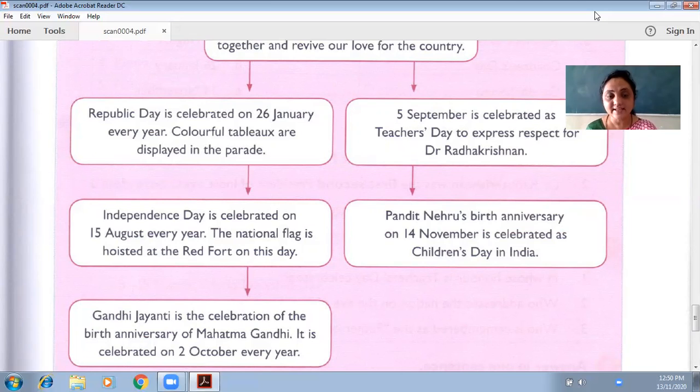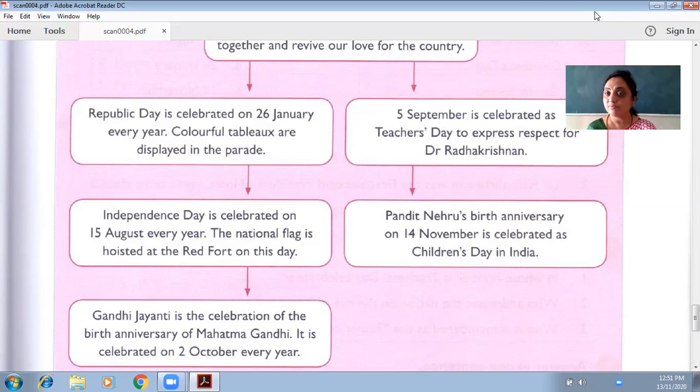Next, Gandhi Jayanti is the celebration of the birth anniversary of Mahatma Gandhi. It is celebrated on 2nd October every year. When do we celebrate Mahatma Gandhi's birthday? It is on 2nd October. What is he fondly known as? He is fondly known as Bapu, right? He is the father of the nation. So those are the things we discussed.